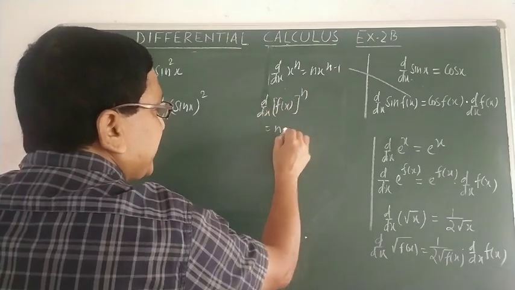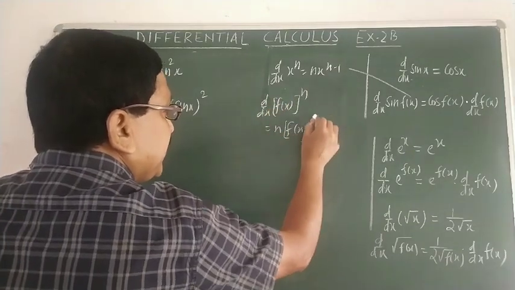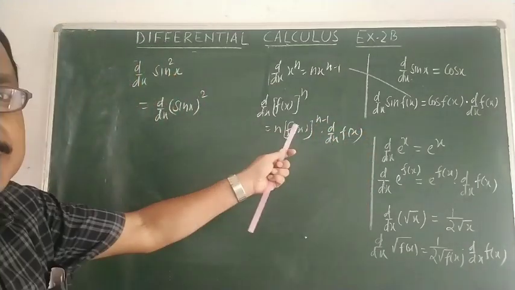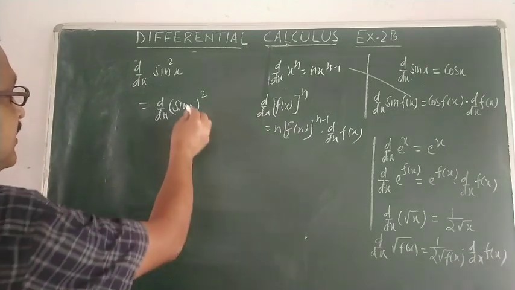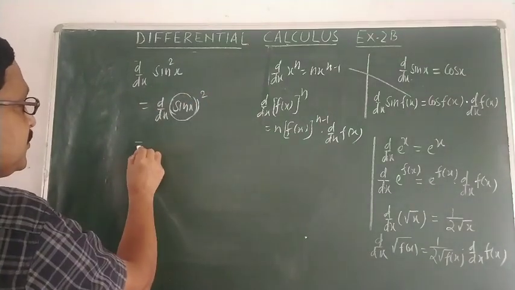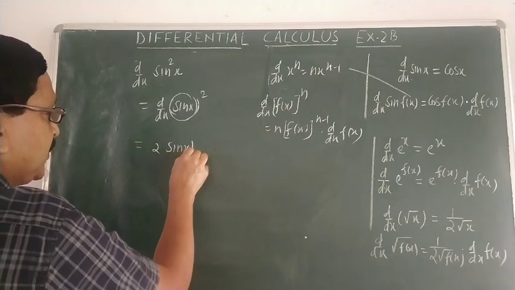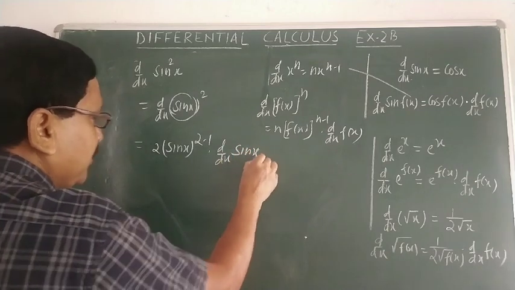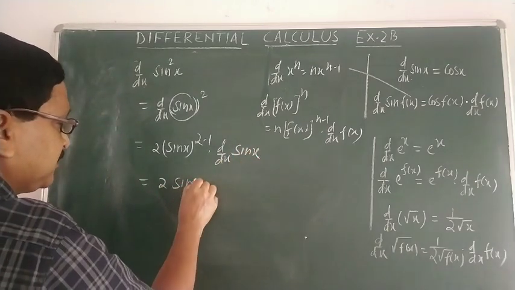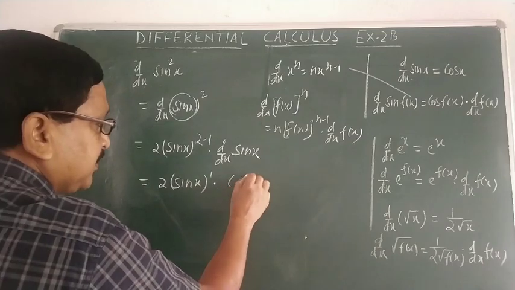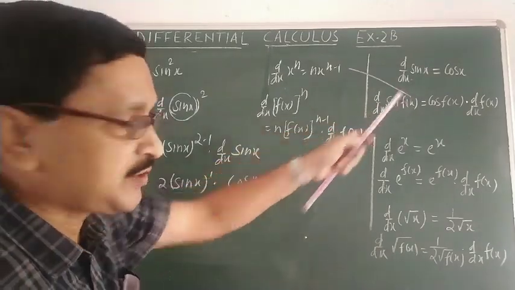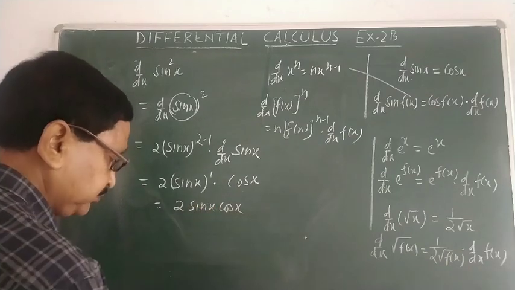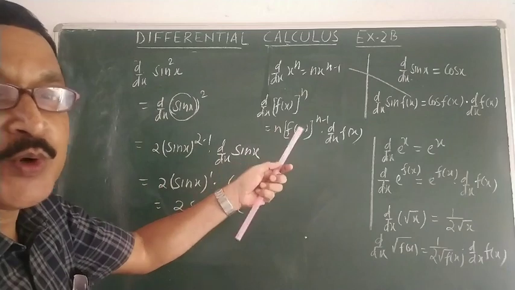is n f(x) to the power n minus 1 into d by dx of f(x). Now we have to follow this formula. f(x) is sin x, so this is 2 sin x to the power 2 minus 1 into d by dx of sin x. So this is 2 sin x to the power 1 into the differentiation of sin x, which is cos x. So this is 2 sin x cos x. Similarly, we can do this for other powers.